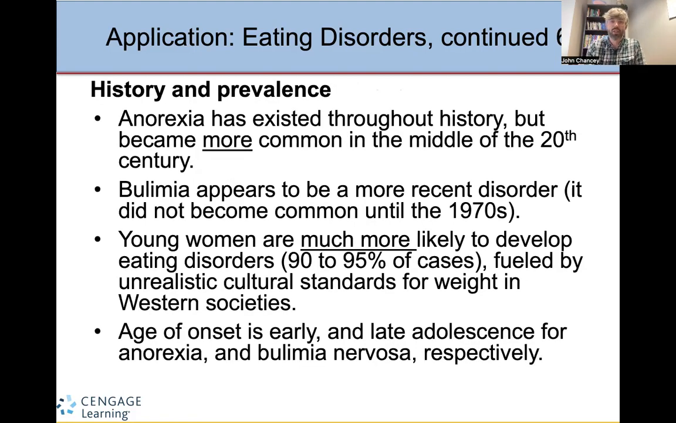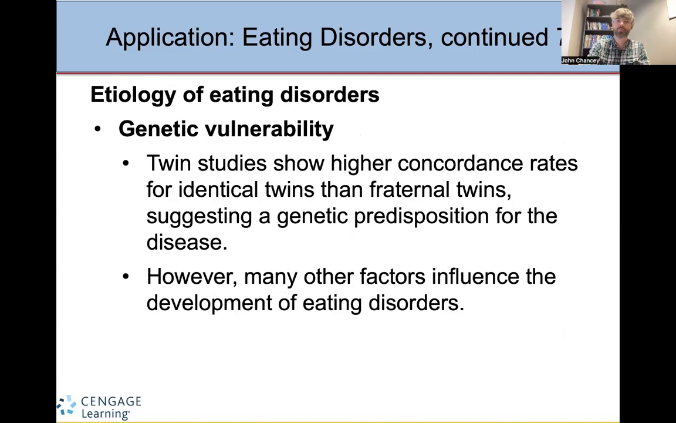What about the history, the prevalence? This has existed all throughout human history, but we understand it more now in the 20th century. Bulimia has become more common. Young women are much more likely to develop these disorders. About 90 to 95% of cases come from women. A lot of it has to do with the fact that we live in a culture that promotes thinness, a culture that has very unrealistic standards when it comes to weight, beauty, and aesthetics. As for age, you're more likely to see late adolescence for anorexia, and bulimia nervosa as well.